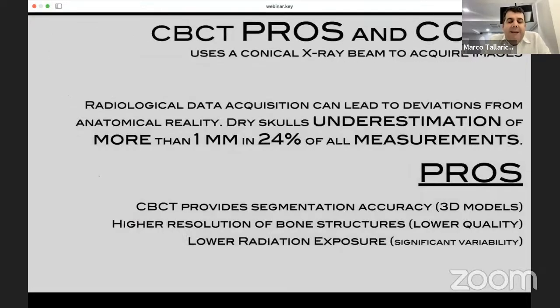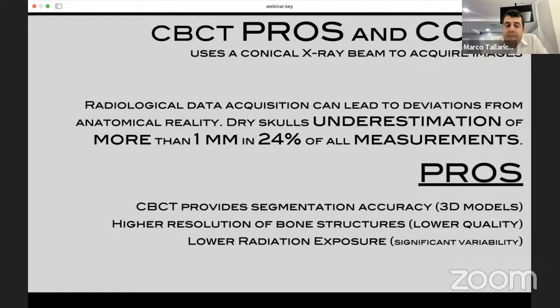Another limitation, also for bidimensional radiograph, is that we have an underestimation of the bone of about 1 millimeter in 24% of the cases. For example, this is the reason why we estimate a residual bone of 8 in the maxilla for crestal approach, and very often we have a little bit more bone than we expected. However, the underestimation protects us.